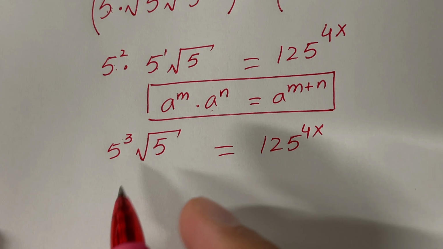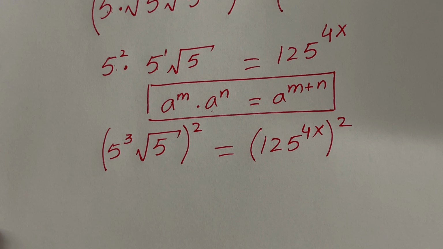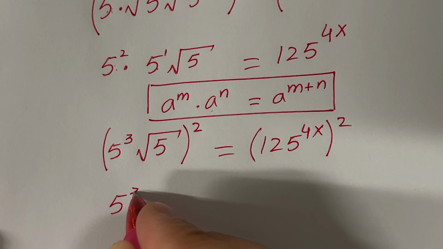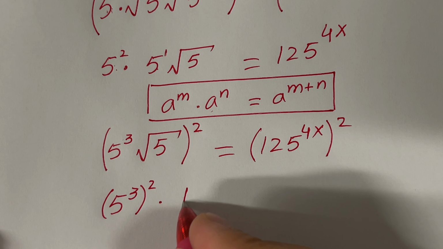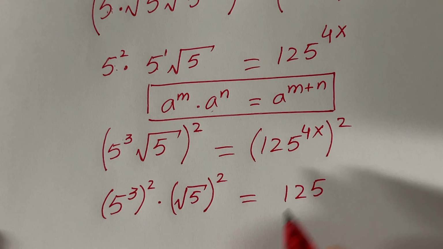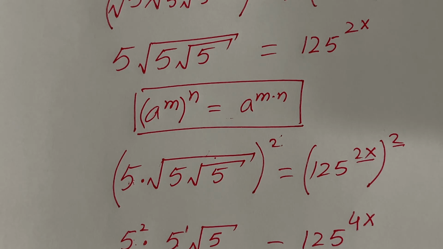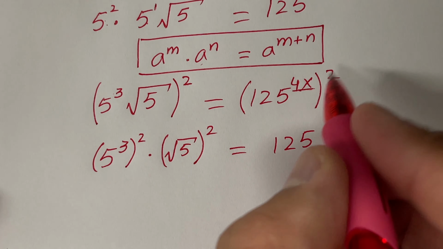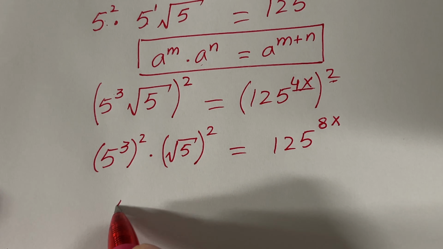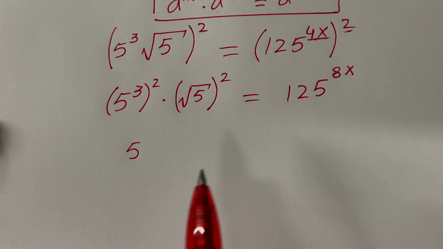We have the last square root here, and we can cancel it out by taking squares on both sides. Okay, and this square will be distributed on both of them, so you will have 5 raised to the power 3 squared times square root of 5 raised to the power 2, and on the right hand side you will have 125, and again we have to multiply the exponent by using this property that we were using before. So 4 times 2 is 8x.